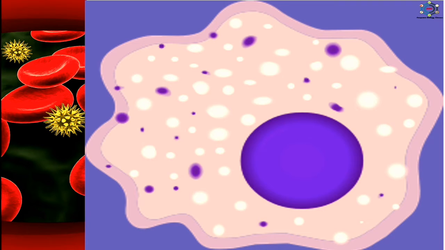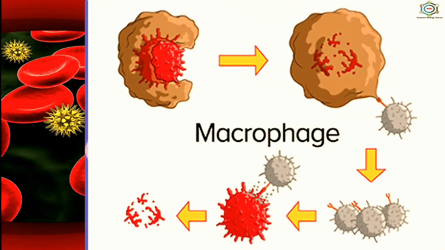Now, in the case of macrophages, in the picture you can see the structure of a macrophage. These are large phagocytic cells that arise by enlargement of monocytes. They are of two types, fixed and wandering. The wandering macrophages occur in the connective tissues throughout the body. They move to the site of infection like the leukocytes and dispose of the microbes. They are also called histiocytes.